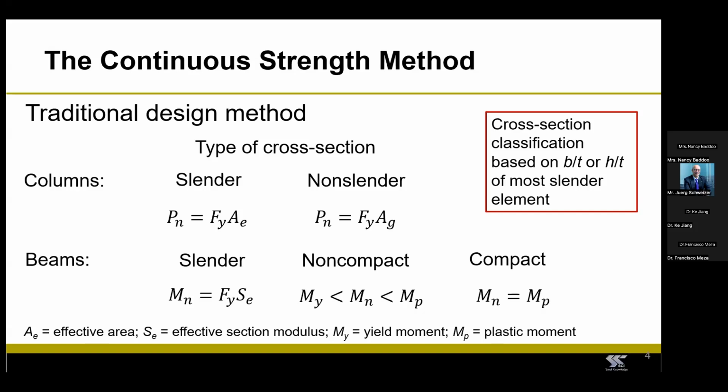Now, if the cross-section is non-slender or compact, that means that failure will be governed by yielding of the cross-section, which will happen before local buckling takes place. And in this case, the cross-sectional resistance is calculated by multiplying the yield strength by the gross cross-sectional area or the section modulus. Now, because of this, any additional strength that could result from strain hardening is ignored. So for sections that are made of carbon steel, this design approach might offer a good approximation because the strain hardening of carbon steel is not that significant. But for stainless steel, this assumption might be too conservative, especially for austenitic stainless steels, which are the ones that have the largest strain hardening.